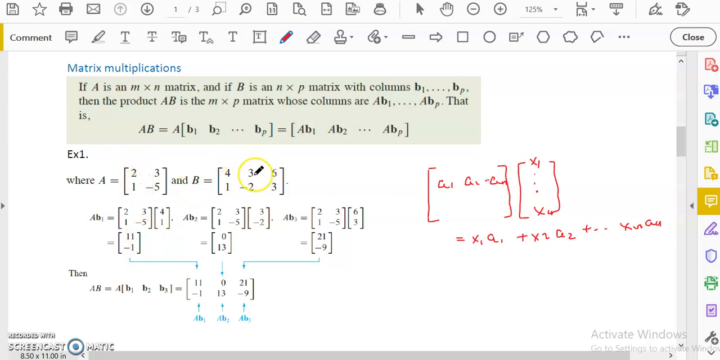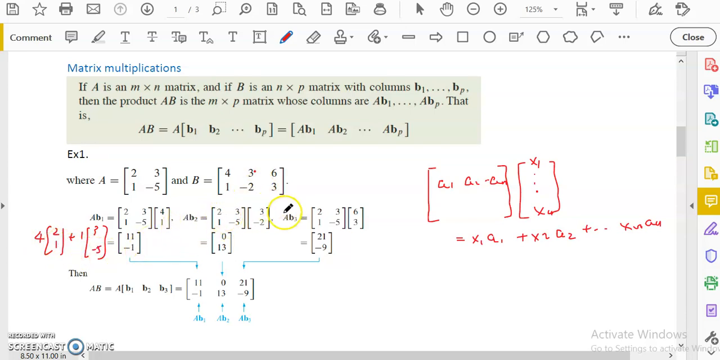So 3, 2 is another weight, also times 2 and 1, and 3 and negative 5, right? So let's look at A times B1. This would be 4 being the weights times 2 and 1, and 1 being the weights times 3 and negative 5. You add them. Right? So it's 4 times (2, 1) plus 1 times (3, negative 5). And you can see that it is 8 plus 3, that is 11. And then it will be 4 minus 5 is negative 1.